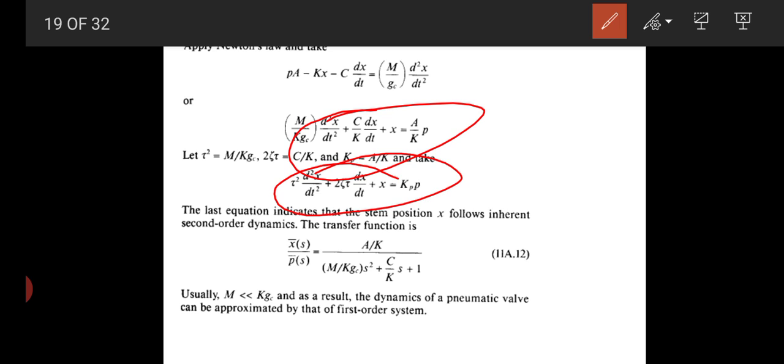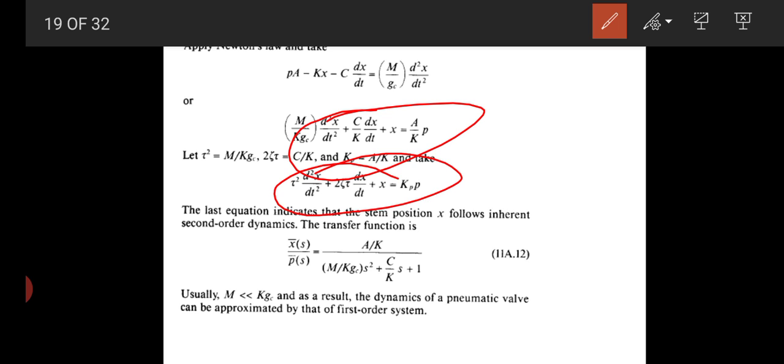So tau square d2x by dt square plus 2 zeta tau dx by dt plus x equals kp into p, where tau square is defined by m by kgc, 2 zeta tau is c by k, and kp is given by a by k. So transforming this equation from upper to lower form, tau square d2x by dt square plus 2 zeta tau dx by dt plus x equals kp into p.